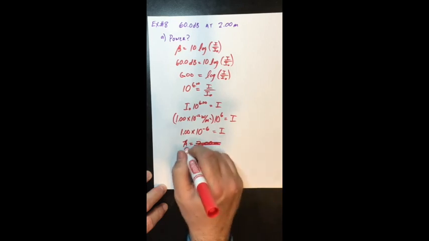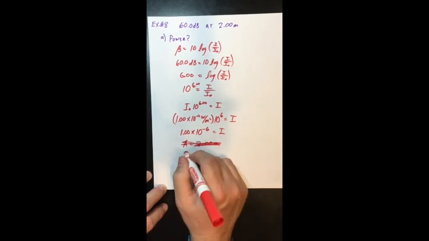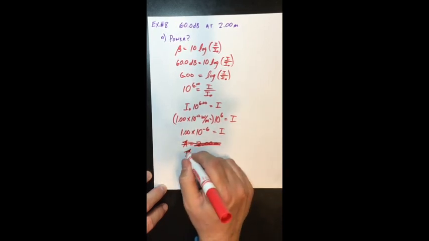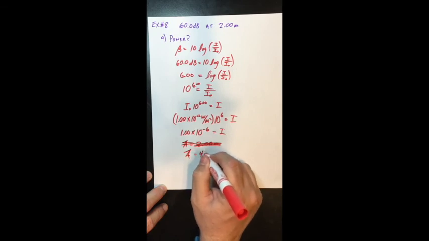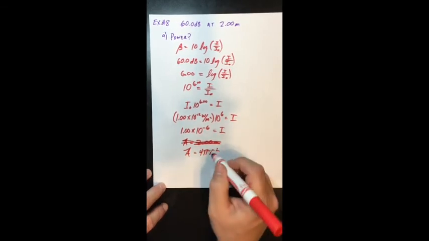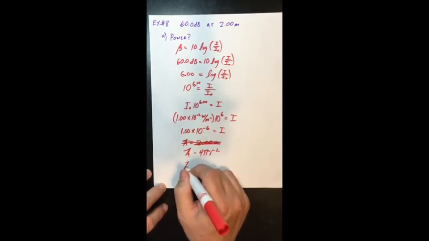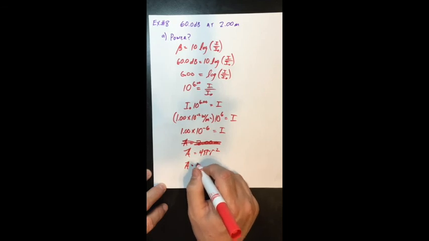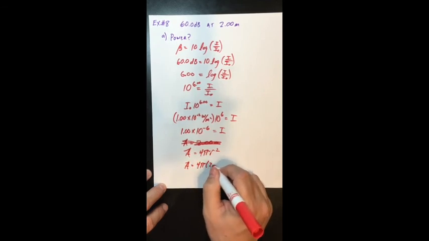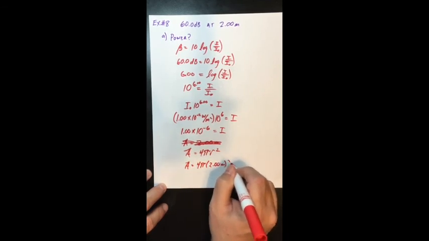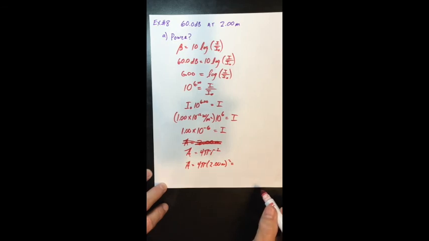A is 4 pi r squared for the surface area of a sphere. So our r is 2.00 meters, because we're 2 meters away from this person. So this is going to be 4 pi times 2.00 meters squared, which is 16 pi square meters.